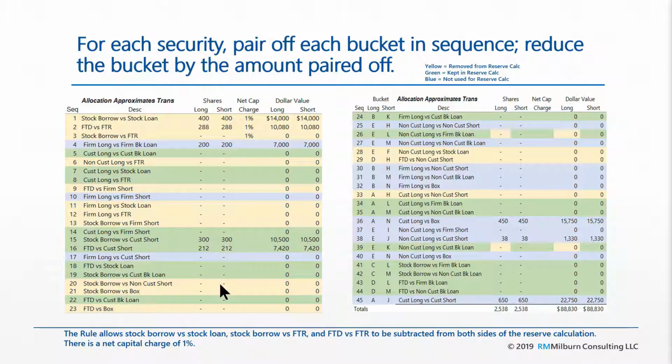Now notice that for the first ones, 1, 2, and 3, there's a net capital charge. And if you come down here, you can see that the rule allows for stock borrow versus stock loan, stock borrow versus fail to receive, and fail to deliver versus fail to receive to be subtracted from both sides of the reserve calculation, but there is a net capital charge of 1%. In the next slide, we're going to show you 3 different ways that we have approached this and show you what the impacts would be if we did a reserve calculation using different methodologies.